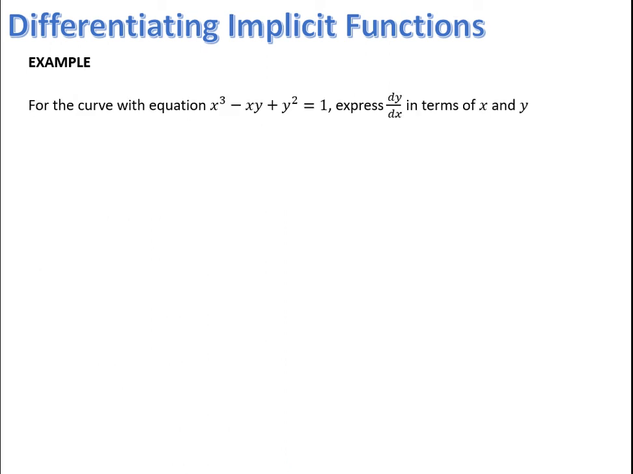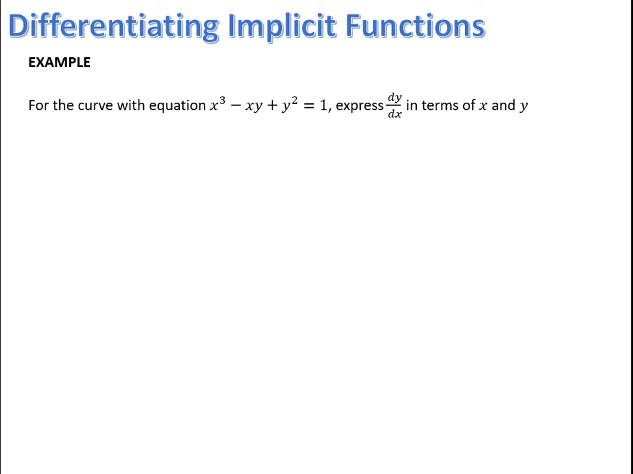So for the curve with equation x cubed minus xy plus y squared equals 1, we're going to express dy by dx in terms of x and y. So we're just going to find the derivative of this function, which can't be explicitly stated. I couldn't rearrange this in any way to just give me y. So I have to deal with the fact that I've got y's all over the place here.